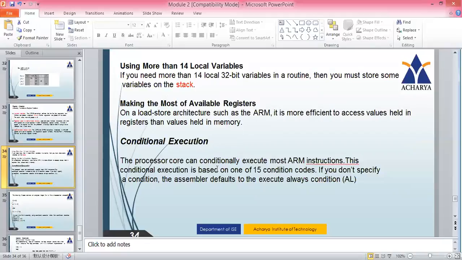Coming to the conditional execution, the processor core can conditionally execute most ARM instructions. These conditions we saw are based on the flags: greater than, lesser than, smaller, zero flag, jump on zero, jump on negative. If you don't specify any condition, then by default it will not apply any condition. It will be applicable for all the operations.